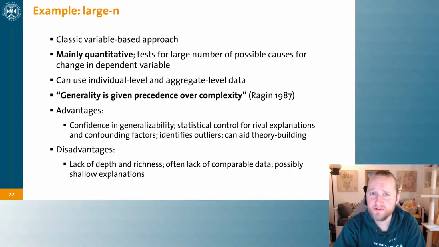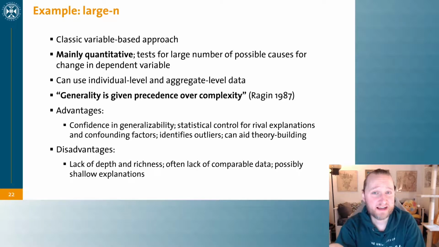Now, this can use both individual level and aggregate level data, so we can use countries, we can use continents, or however we aggregate our data. But the general logic behind this is always the same. It is that generality is more important than complexity. So we're not so much interested in the idiosyncrasies, the unique qualities of each individual case. We just want to get the most general possible explanation that fits the largest number of cases. So we sacrifice depth to achieve breadth.